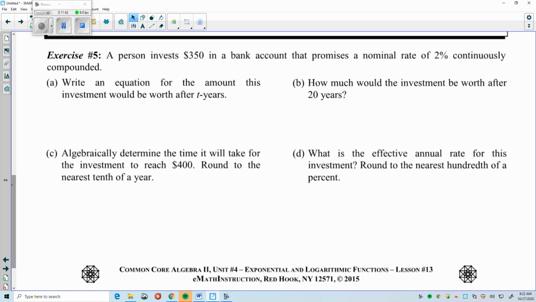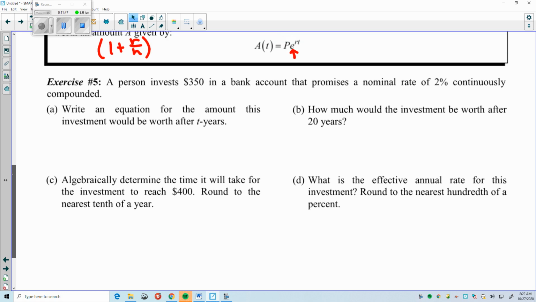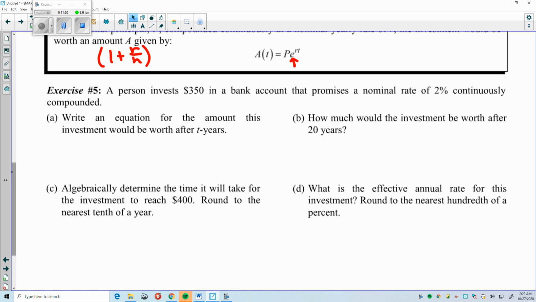So a person invests $350 in a bank account that promises a nominal rate of 2% compounded continuously. We're going to write an equation for the amount this investment would be after t years. So we're going to use this compounding continuously formula. We have our amount. We still have our principal, so we have 350. Now we have our letter e, and we're going to raise it to the rate times time. Since our rate is 2%, we express that as a decimal. And our time we don't know right now, we're just saying t years. So that's our basic formula.